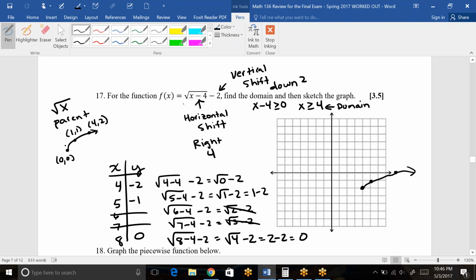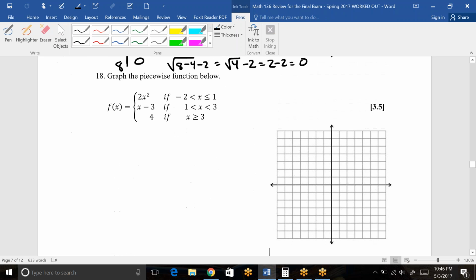Now, I would have gotten the same graph if I knew my parent, and I would have just said, okay, move each point right 4, and then down 2. Here's 1, 1, right 1, 2, 3, 4, down 2. Here's the point 4, 2, right 1, 2, 3, 4, down 1, 2. So either way, if you do it by a table or if you do it by just shifting the parent, you should come up with the correct graph.